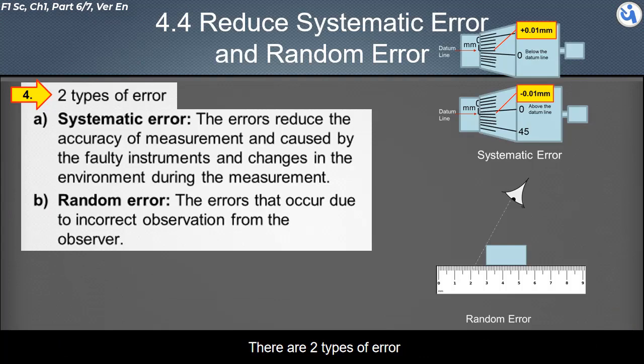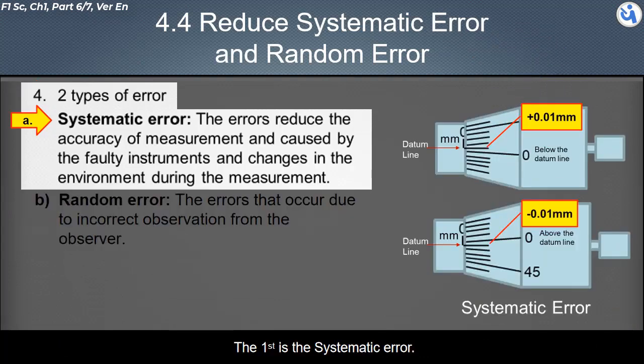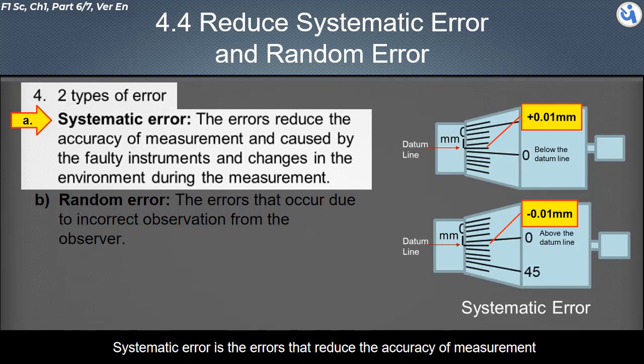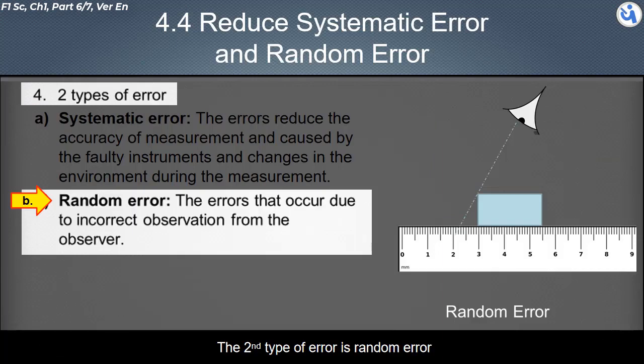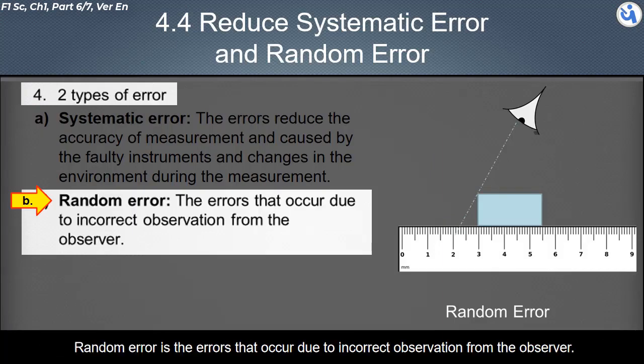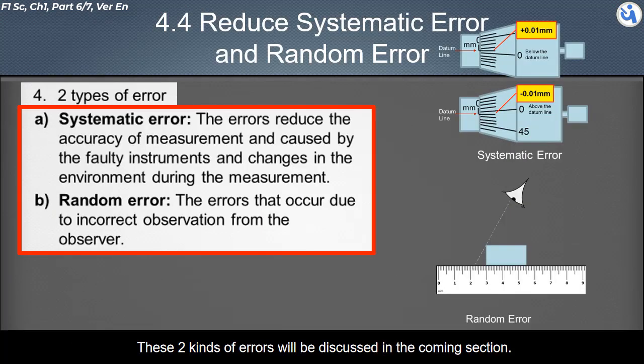There are two types of error. The first is the systematic error. Systematic error is the error that reduces the accuracy of measurement and is caused by faulty instruments and changes in the environment during the measurement. The second type of error is random error. Random error is the error that occurs due to incorrect observation from the observer. These two kinds of errors will be discussed in the coming section.